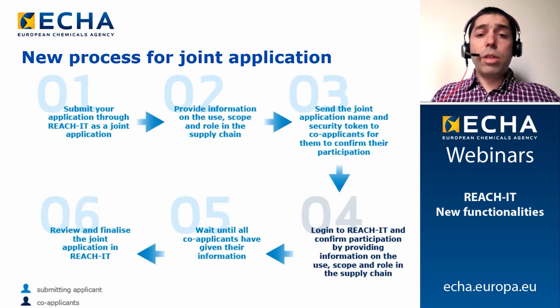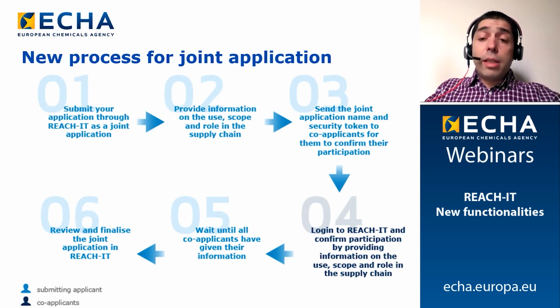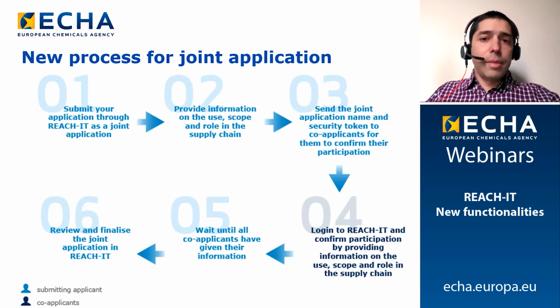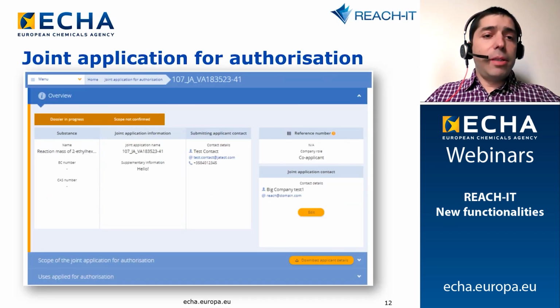Each of the members needs to log in to HIT using this token and do the mapping of the substance and provide the additional information about the scope and the role in the supply chains. Once all the members have added the information, the lead has to review it and complete the process. Once he does, the application is locked and it cannot be edited anymore, and it goes for further processing at ECA. In the screenshot, you can see the co-applicant page, where the user can see its own application and also the scope of the joint applicant and the uses at the bottom of the page.